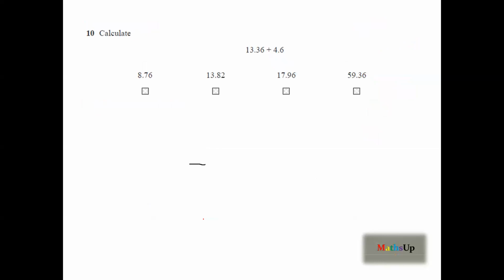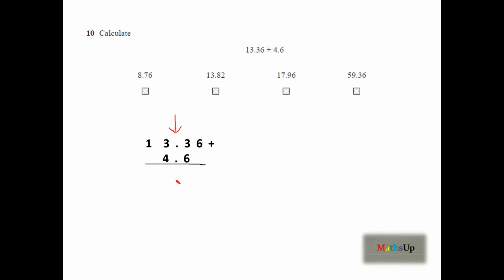Now this is the last question. It is decimal addition. You have to add 13.36 plus 4.6. So first of all, you have to rewrite it downwards like this. When you rewrite it downwards, make sure that you line up the decimal point in the same column. Then write the two numbers as per the place value of the numbers. And in the answer also, the decimal point will come in the same column.